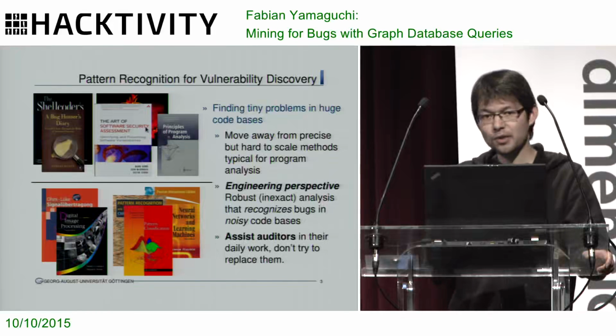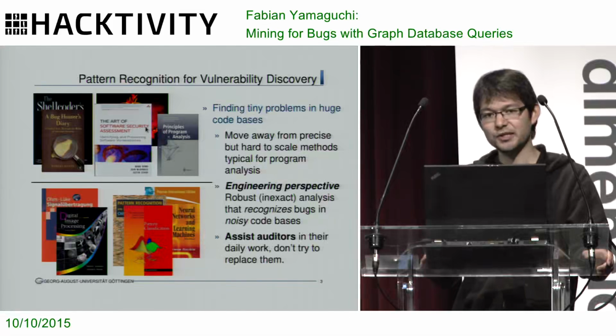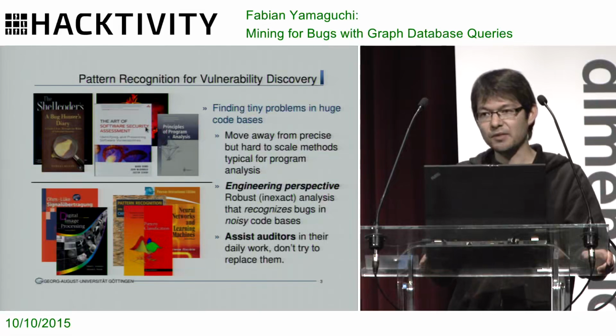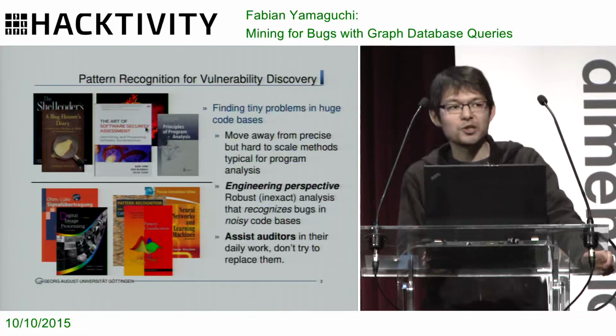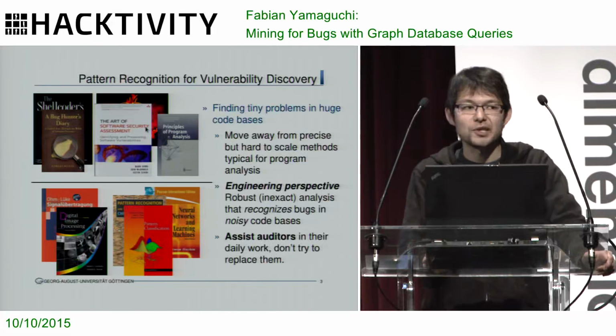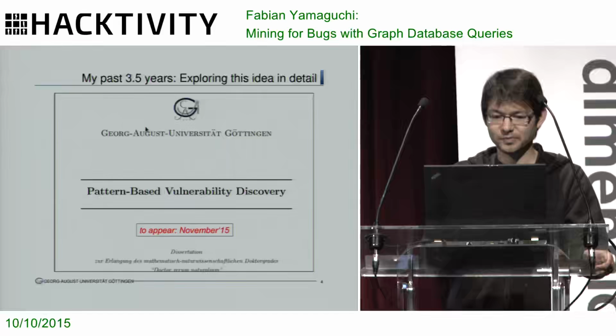Now, an important theme to this is that I'm not trying to build something that automatically detects bugs, but instead, these are supposed to be tools that help auditors in day-to-day work. So, in a way, they enable people to automate what can be automated, but also make use of their ideas and their knowledge of the code base to spot vulnerabilities.